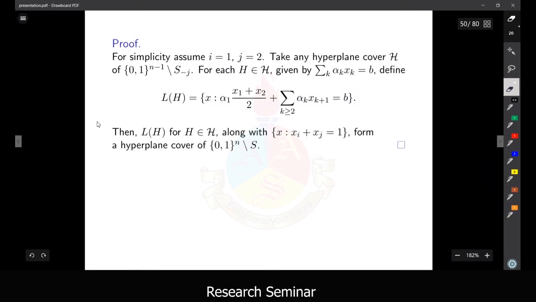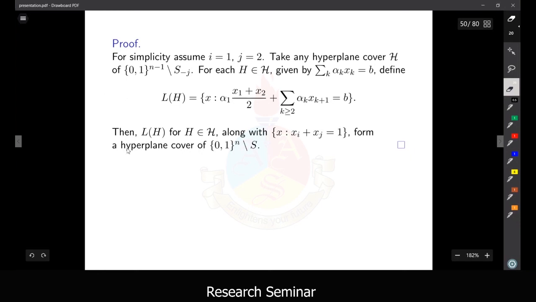So what we claim is that if we take this L of h and we also add one more hyperplane, which is of the form that the sum of the first 2 coordinates is equal to 1, then we will actually get a hyperplane cover of {0,1}^n, I mean of our hypercube, without our set S. So what we did for the case |S| equal to 3 was exactly applying this kind of lemma, but we did it a number of times at once.